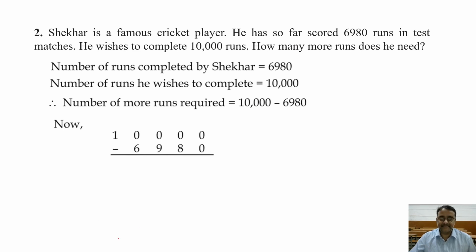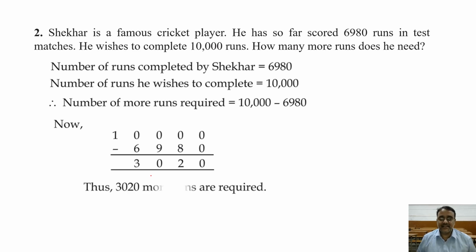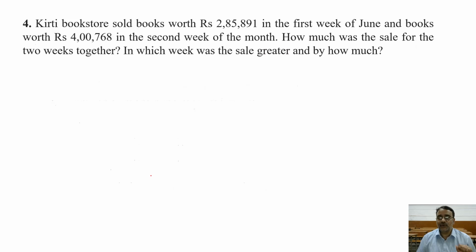चलो subtraction करते हैं. So 0 minus 0 is 0. Now we cannot subtract 8 from 0. So what we will do? We will borrow 1. जब यहाँ से borrow करेंगे 1 तो ये दोनों 9 हो जाएगा. 0 को मैं कट कर दे रहा हूँ. So now 10 minus 8 is 2. 9 minus 9 is 0. And 9 minus 6 is 3. So 3020. Right? Thus 3020 more runs are required. Now we'll move toward next fourth question.